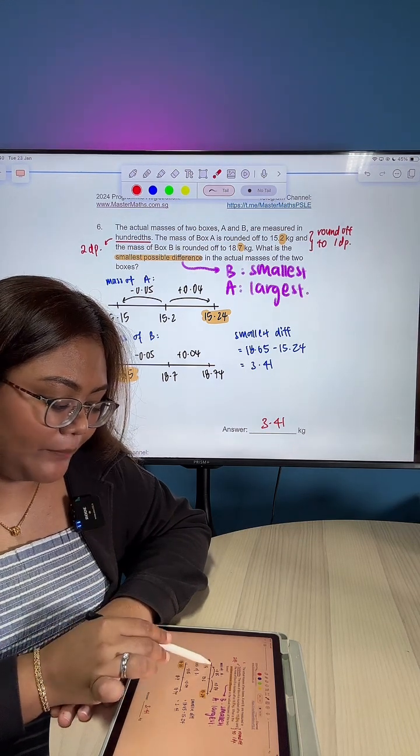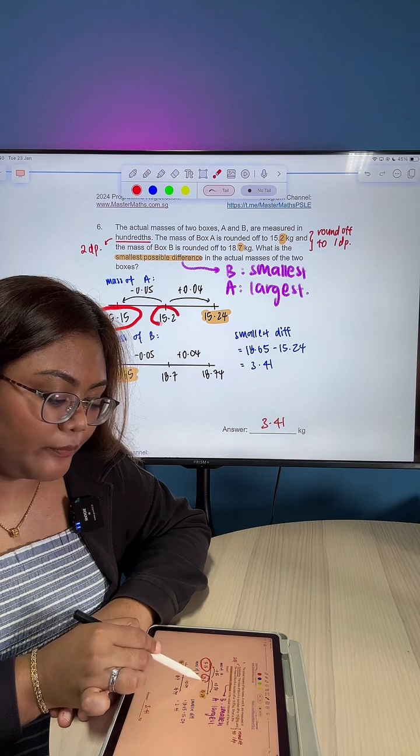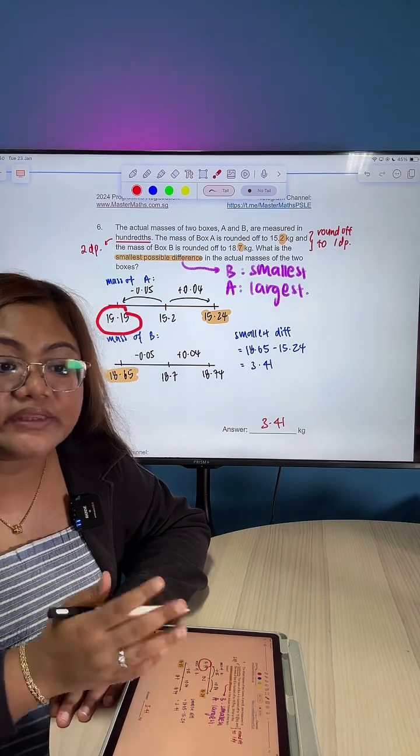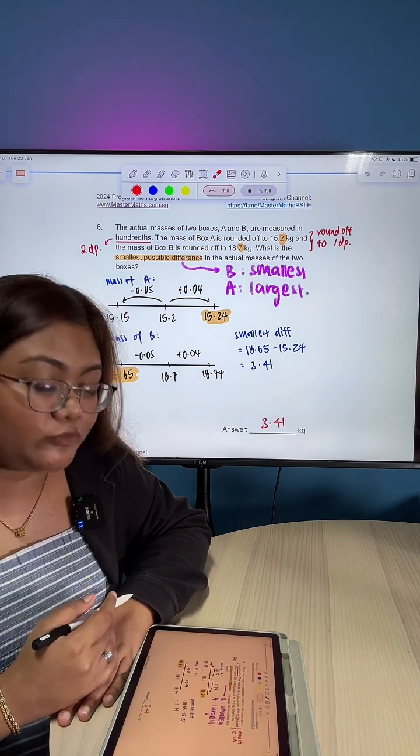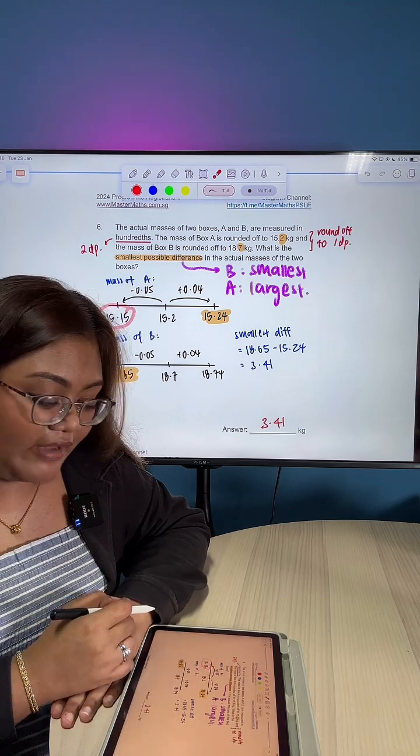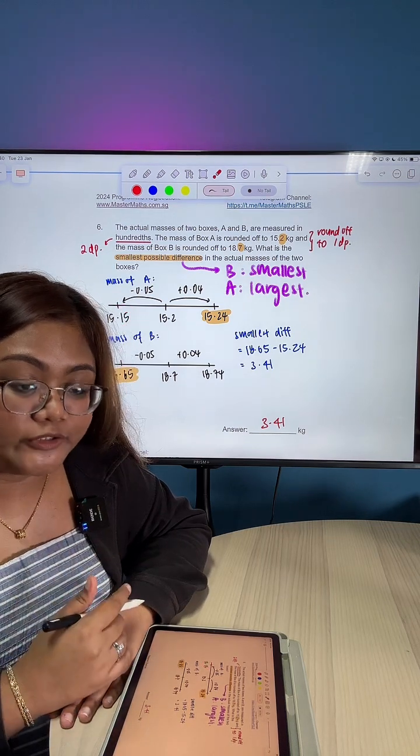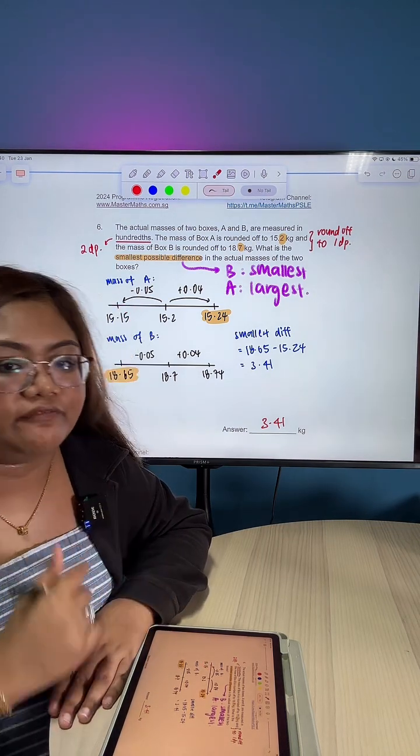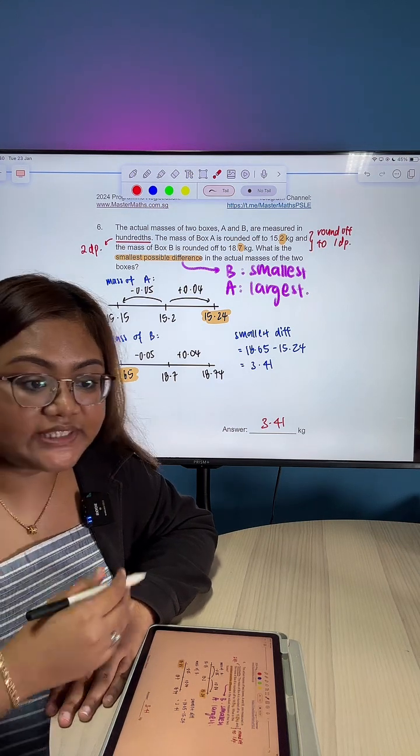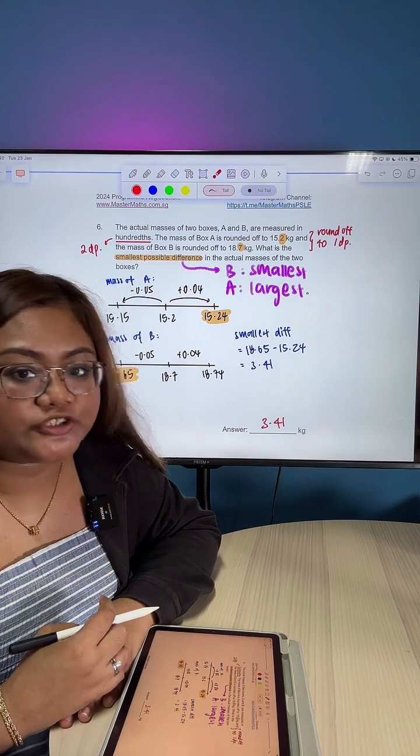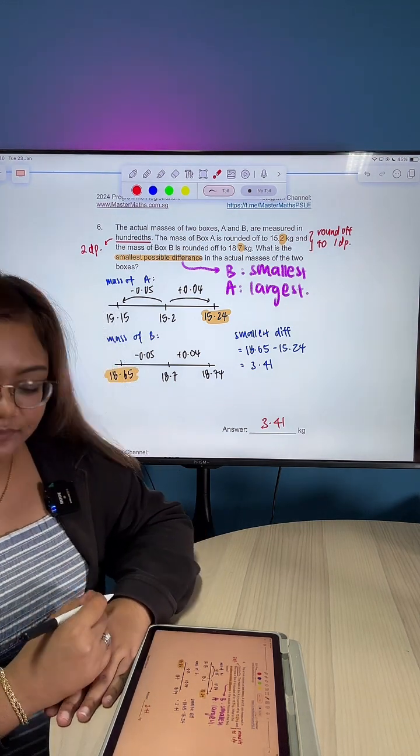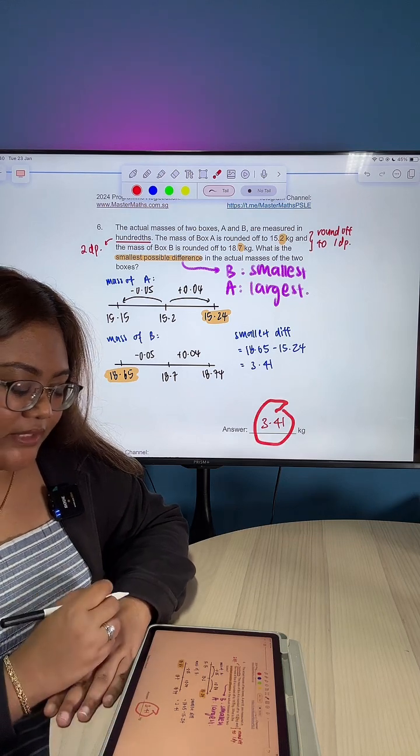So the smallest number with 2 dp that gives me 15.2 after rounding is 15.15. Anything lower than 15.15, 2 decimal places, I will not get 15.2, I will get 15.1 after I round off. Okay? Everybody clear? So I get 3.41 here, okay?